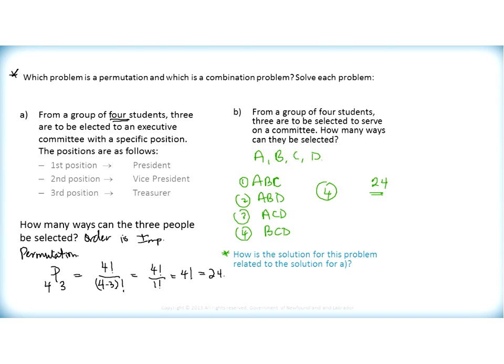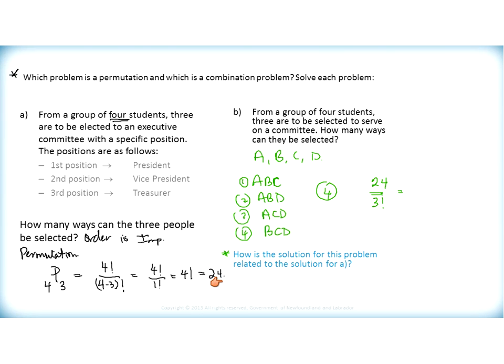So that's what we need to do here. We simply take this and divide it by 3 factorial, because there's 3 factorial ways of arranging these 3. And the 3 factorial ways of arranging these 3 letters are included in this 24. This 24 here includes ABC, it includes ACB, it includes BAC, it includes CBA, and so on.